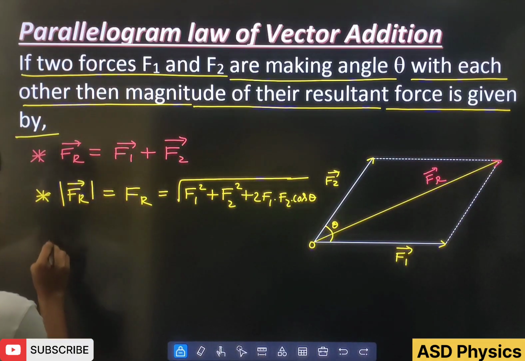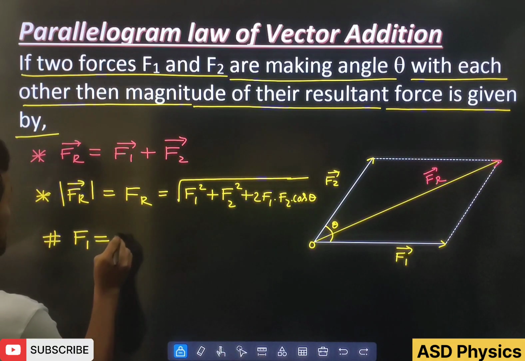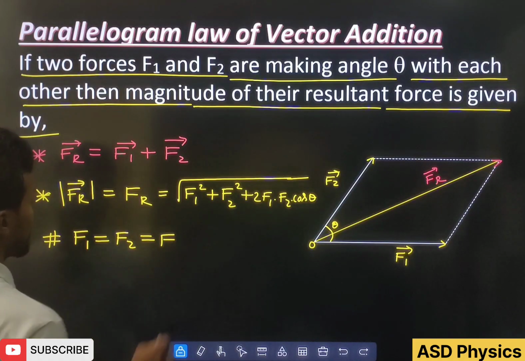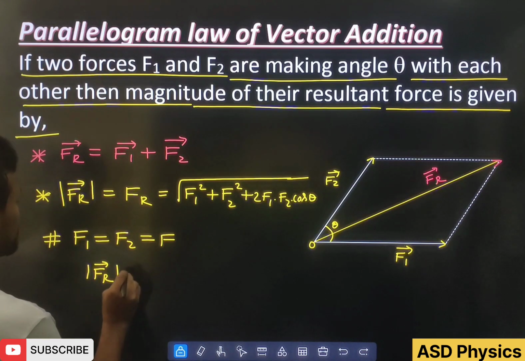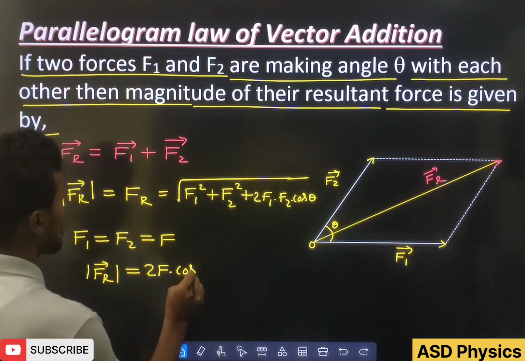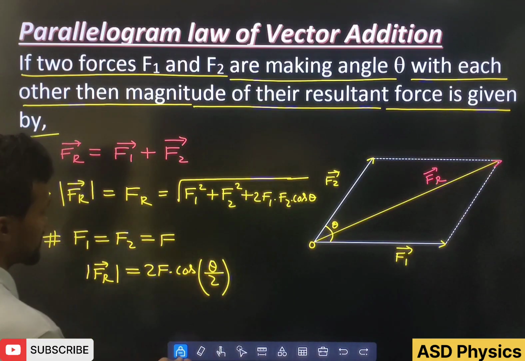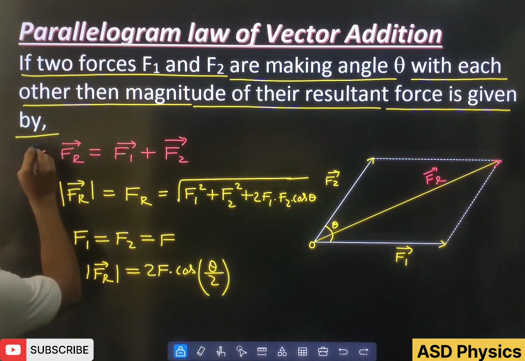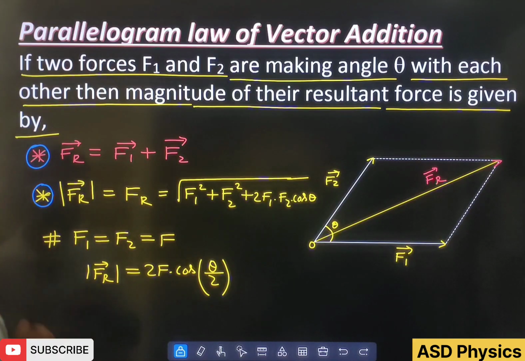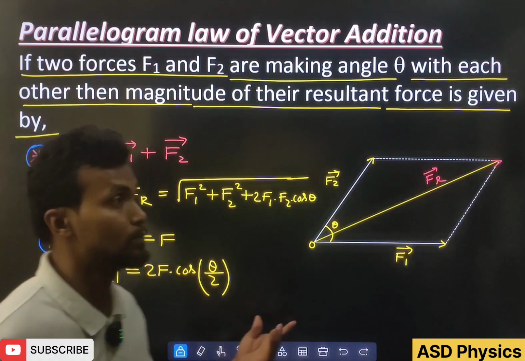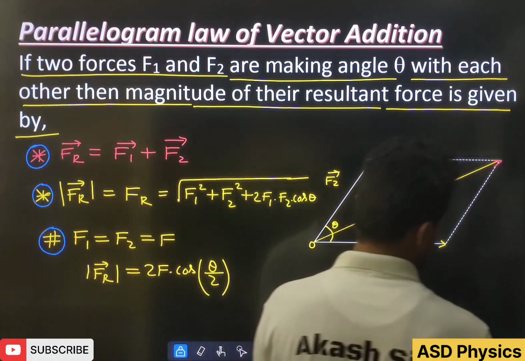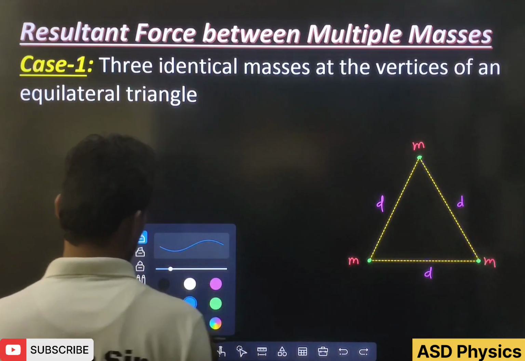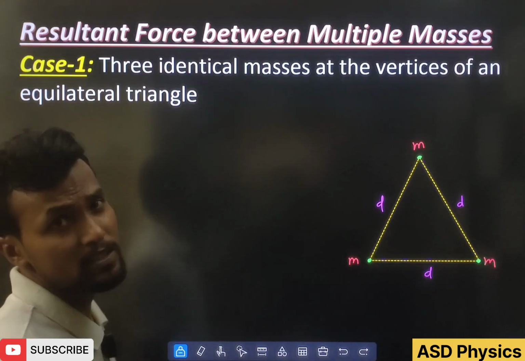Okay, and if in case both these forces are equal in magnitude, F1 equal to F2 equal to F, then in this situation we can write mod FR will be equal to 2F cos theta by 2. Okay, 2F cos theta by 2. So this thing you should remember. This is the vector form, the magnitude when the forces are different, and you can see the magnitude when the forces are the same. Very, very important. Kindly see here very well. Okay, now after that we will see some cases. So let's take the topic: resultant force between multiple masses.